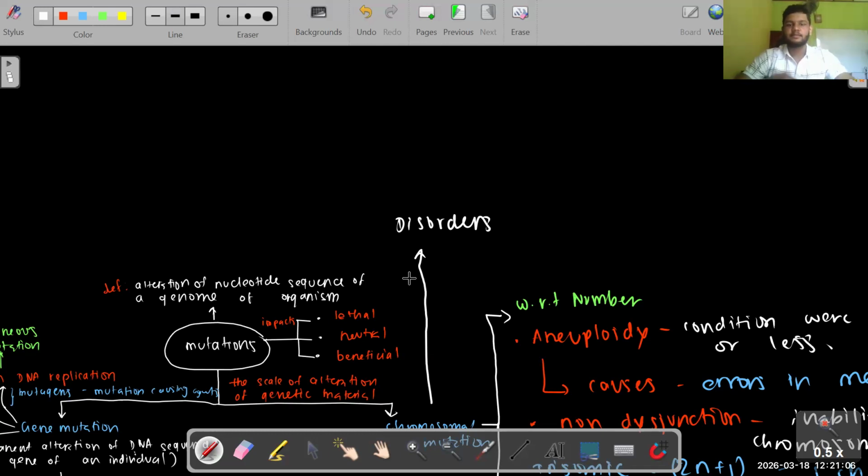Right, last part, disorders. Here we know there are three. What are they? Turner syndrome, Down syndrome, and Klinefelter. So these three also can be divided, right? But how? We can divide it like this. This is better.